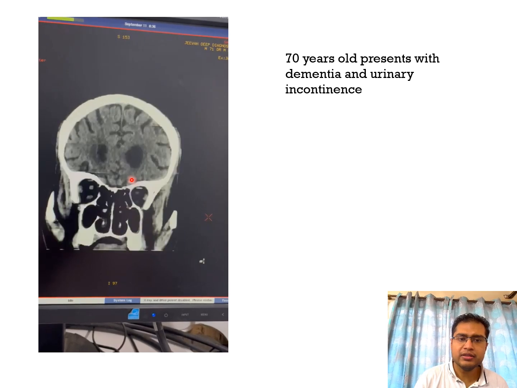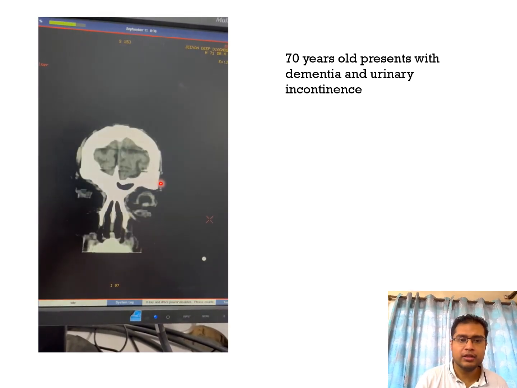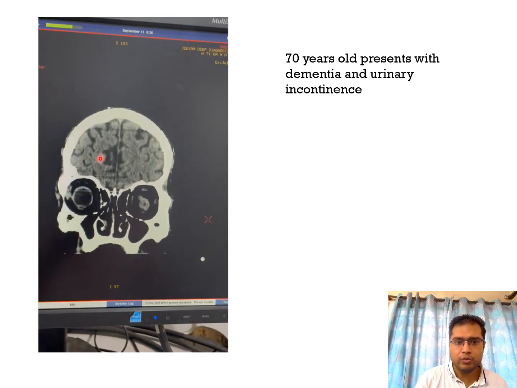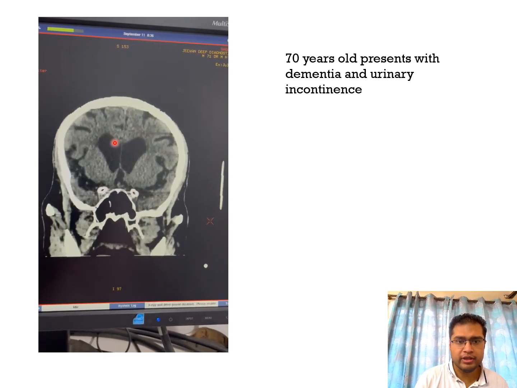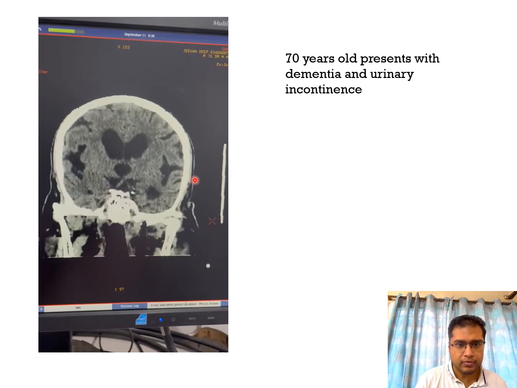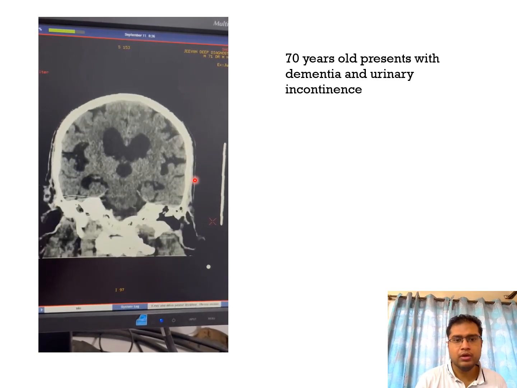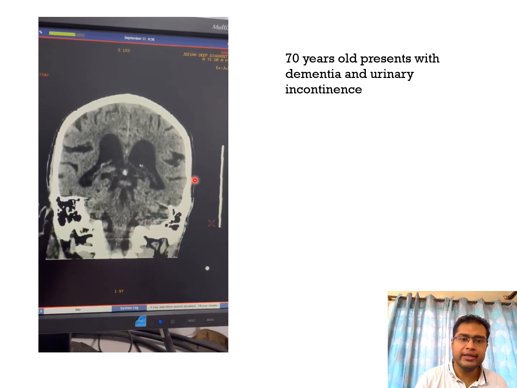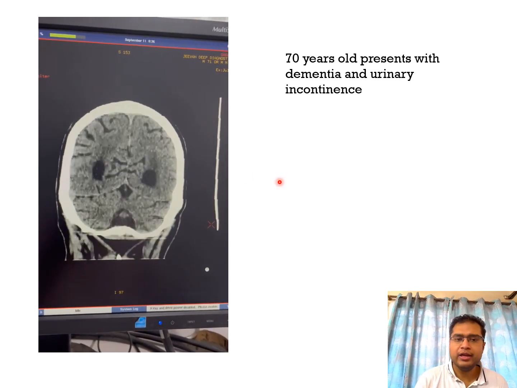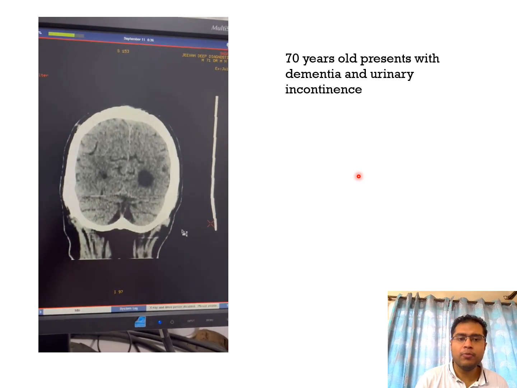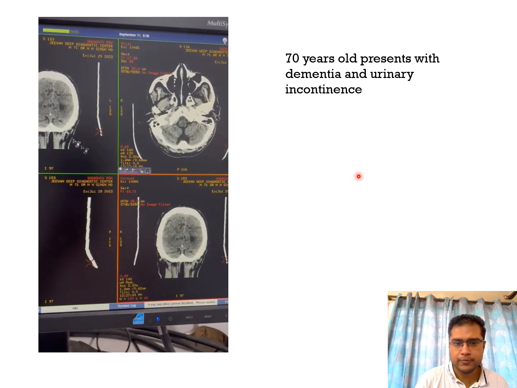Other than that, the third ventricle is also dilated, and the callosal angle, which is measured in coronal sections, is also acute in this particular case. The Evans index was also increased, and in keeping with the history, it was suggesting normal pressure hydrocephalus (NPH).